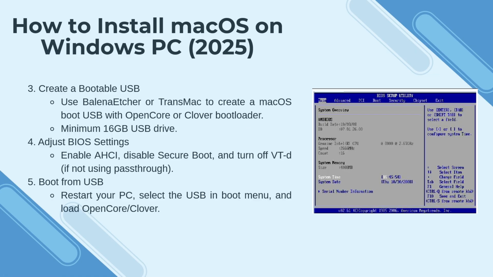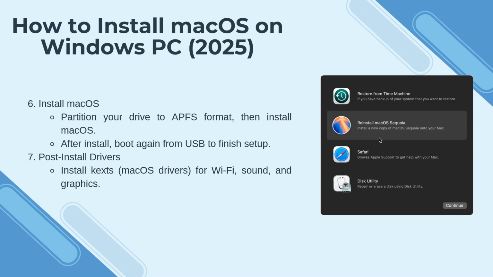Next is to adjust your BIOS settings. You want to enable AHCI, disable Secure Boot, and turn off VT-d if not using pass-through. Next, you want to boot from your USB. Restart your PC, select the USB in the boot menu, and then load OpenCore or Clover.